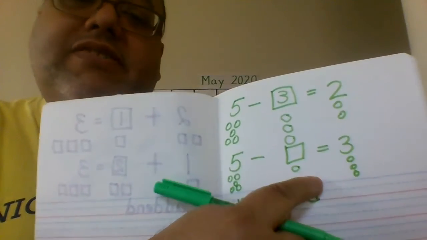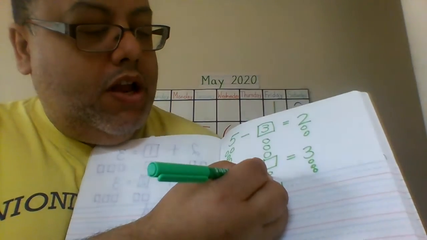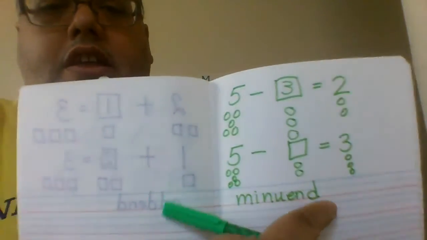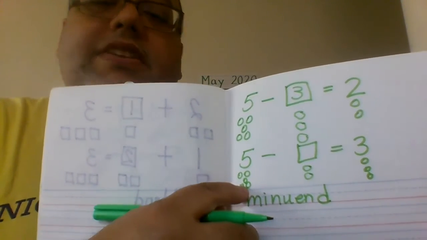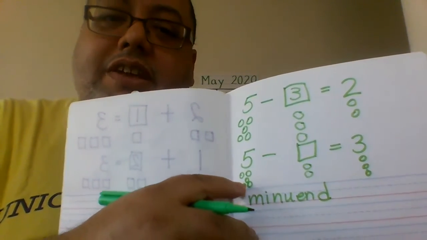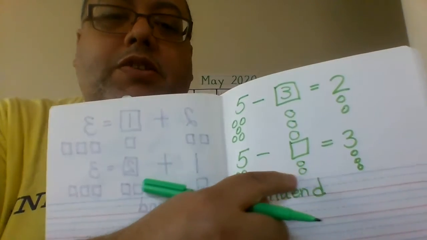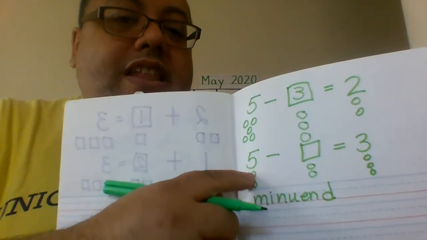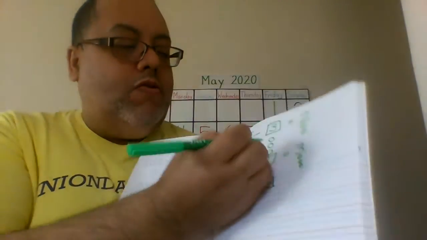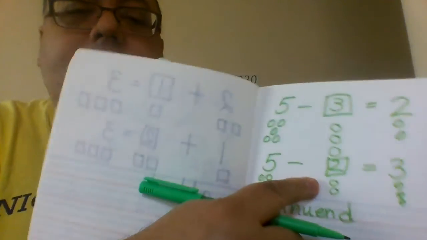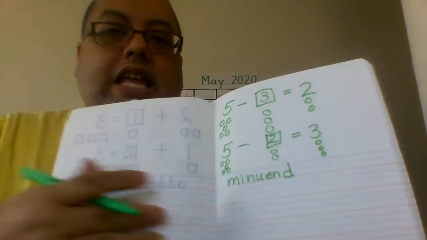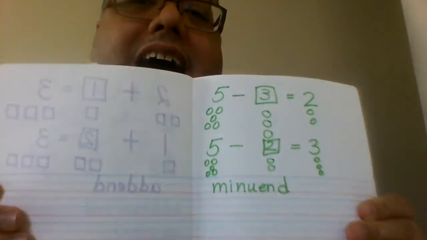That's not 5, it's 4. Let's put another one. 3 plus 2 equals, yes, it does, 5. So if 3 plus 2 equals 5, then 5 minus 2 equals 3. Because it's what? The opposite. The opposite.